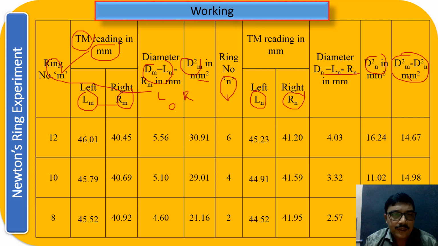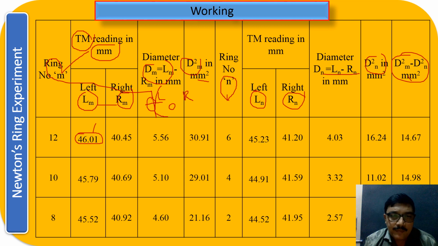What you do, you have to move the crosswire towards the left, near the outer edge of the 12th dark ring. So imagine this is the 12th dark ring, right? So the crosswire is almost at the outer edge of the 12th dark ring. Then note down PSR and HSR. You can see here PSR is 46 mm, HSR is 1, so finally you get 46.01.